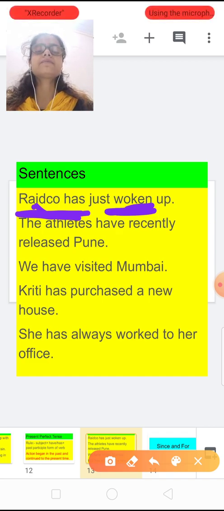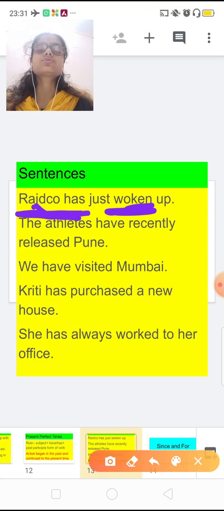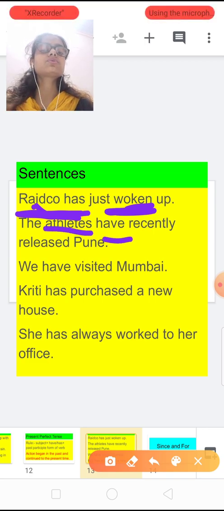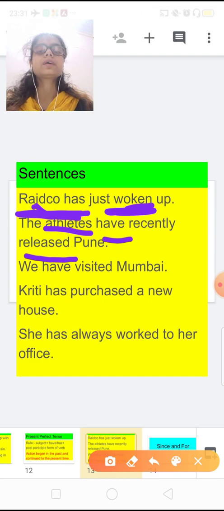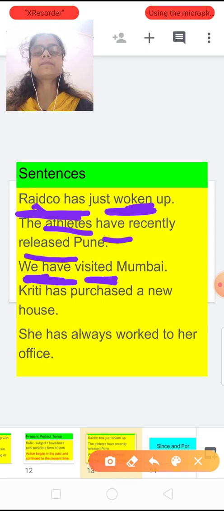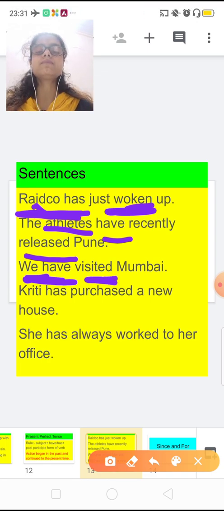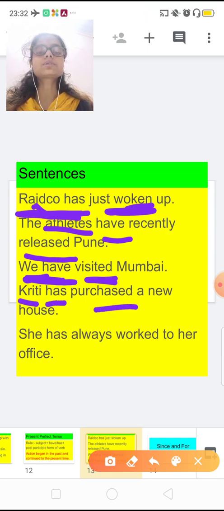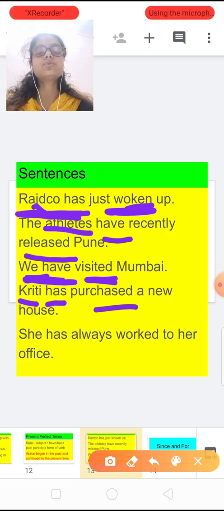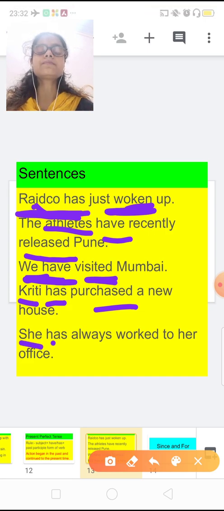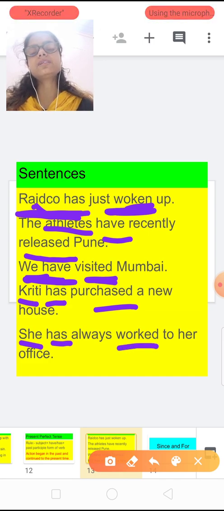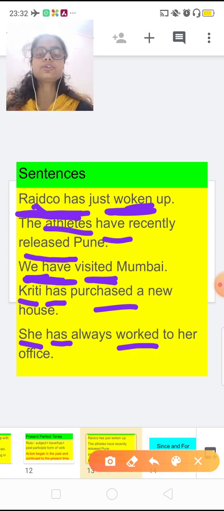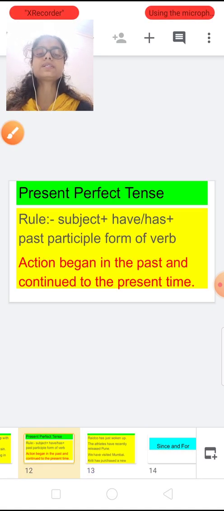The athletes have recently visited Pune. So the athletes are plural, that's why we use have. Visited, third form. With the plural we use have. Kirti has purchased a new house, same way Kirti is singular, so has purchased, third form, a new house. She has always worked in her office, so she is singular, has we use with singular, work, third form. So with these examples, I have explained to you the present perfect tense.